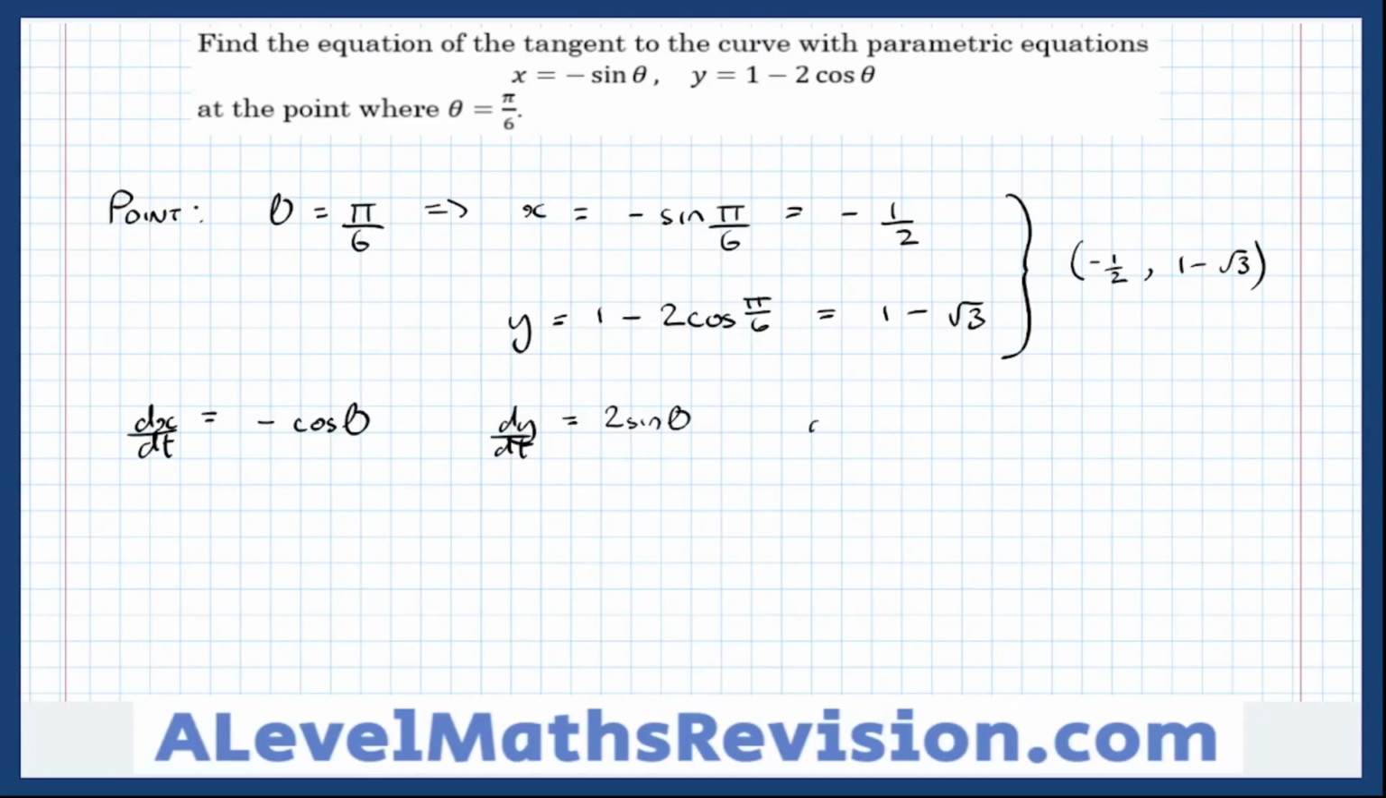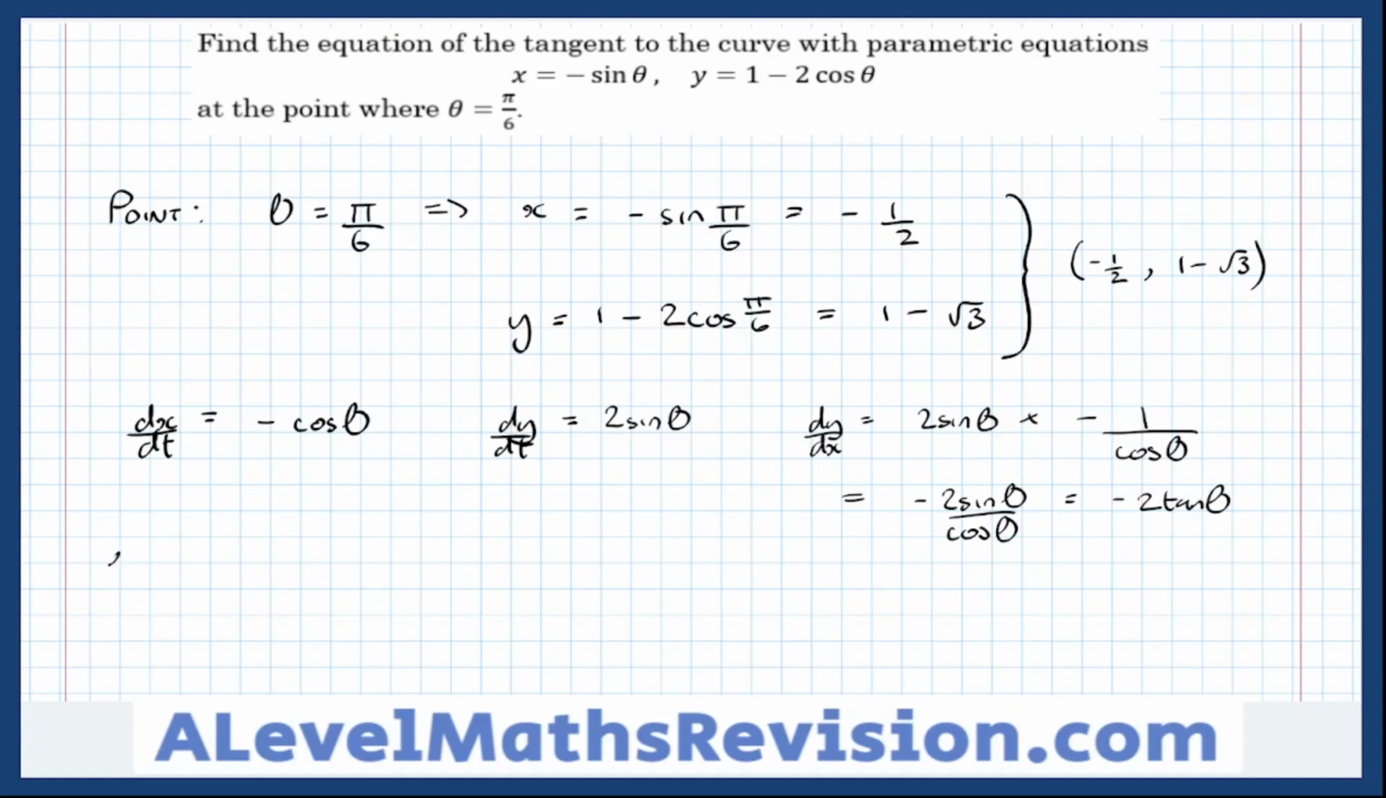So that would leave us with dy by dx being dy by dt, 2 sine theta, times dt by dx, which is the reciprocal of dx by dt, times minus 1 over cos theta, which is equal to minus 2 sine theta over cos theta, which can be simplified to minus 2 tan theta, like that. So it's asked now for the equation of the tangent at the point where theta equals pi over 6.